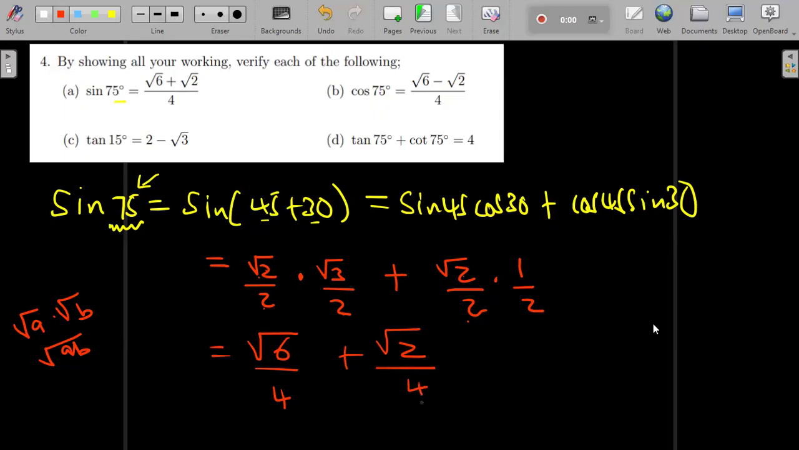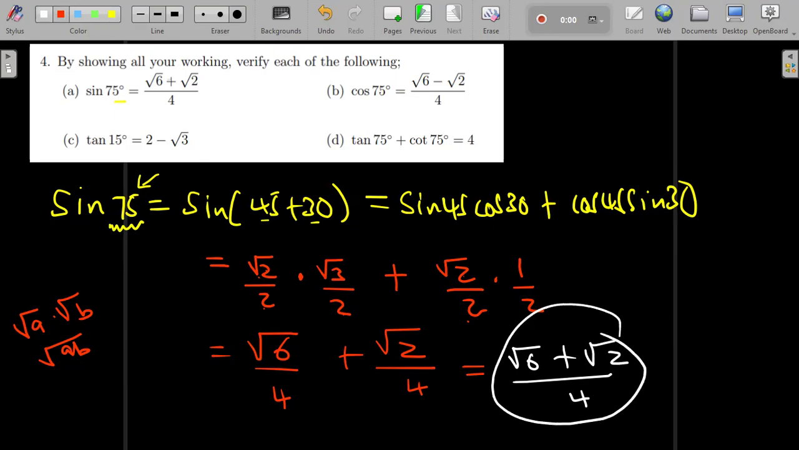Okay, and then from there, we see that we have the common denominator. So we can add whatever is on top there. So the common denominator there will just be 4. And then we add root of 6 plus the root of 2. So we see that this here is what we have in the question. All right, so that's how we can prove that sine 75 degrees is equal to the root of 6 plus root of 2 divided by 4. All right, so any questions there before we solve B?